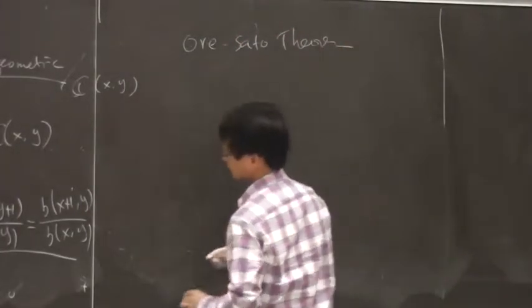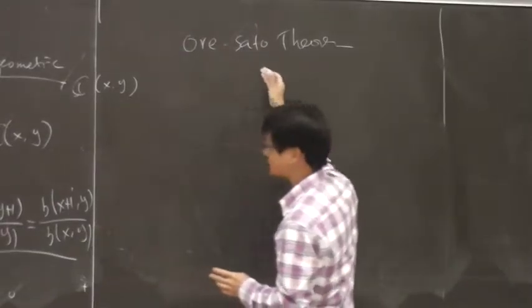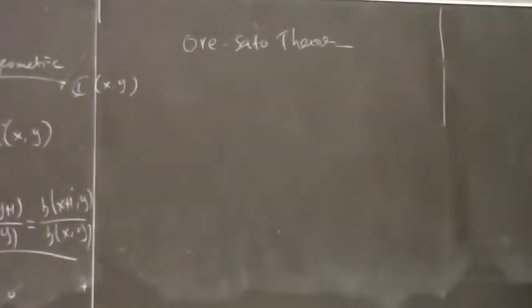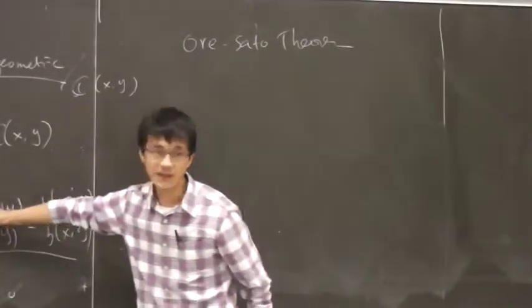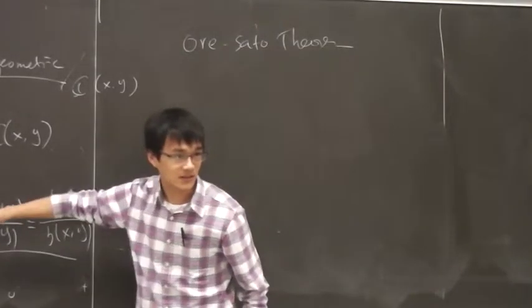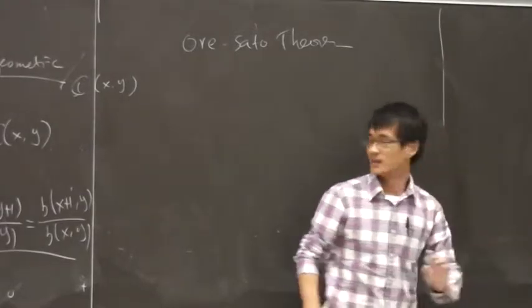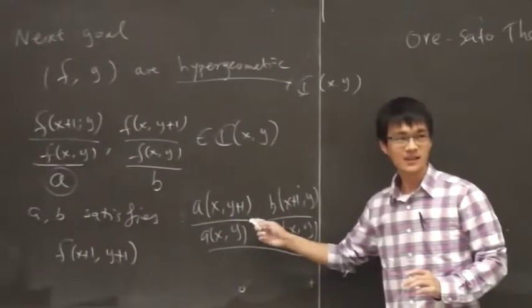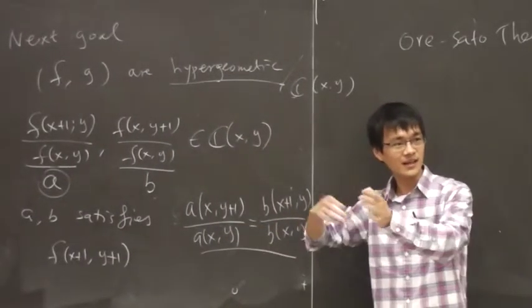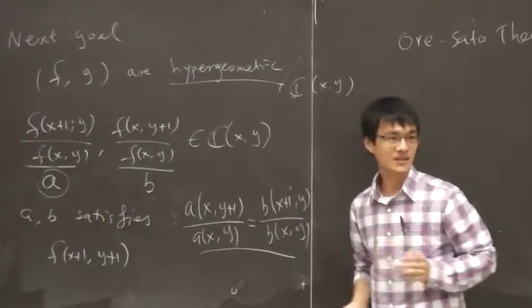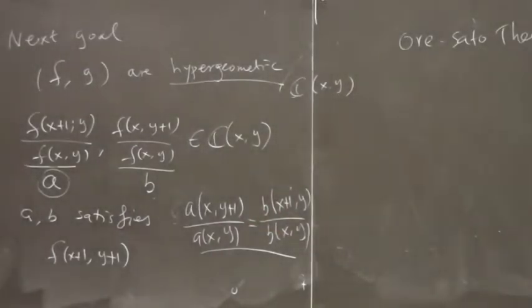I will not write down this. The Ore-Sato theorem is similar to the structure theorem I gave. It characterizes all possible A and B satisfying this condition. I will not write down the formula; it's something like what I wrote. You can find some trivial, typical solutions, then you prove that actually anything can be a product of those typical solutions. That's the Ore-Sato theorem.